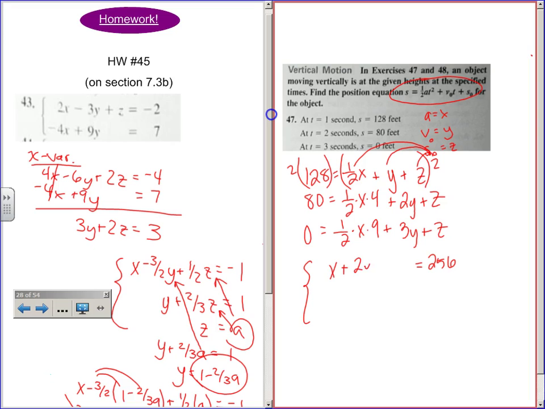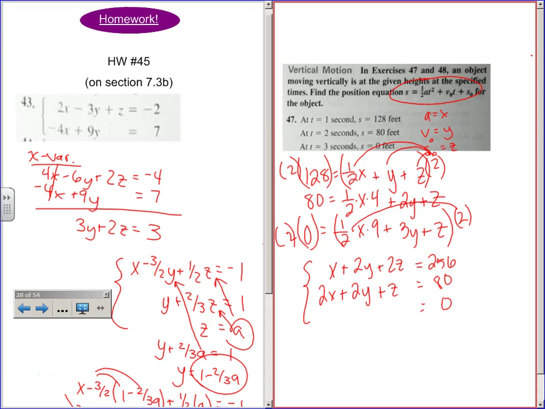So 1x plus 2y plus 2z equals 256. 80 is going to come over here, and I get 4 over 2 is 2x plus 2y plus z. And last but not least, 0 is going to come over here. Uh-oh. Does 9 over 2 reduce? No. Okay, I think I'm going to get rid of that fraction too, if you guys don't mind. 2 times 0 is still 0, so I'm fine with that. But when I come here, the 2's will reduce. 6y and 2z. Is this something that's a little more normal to solve now?